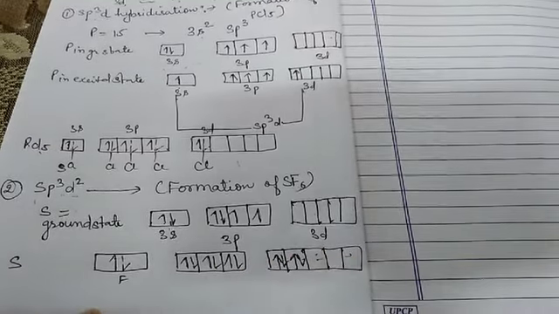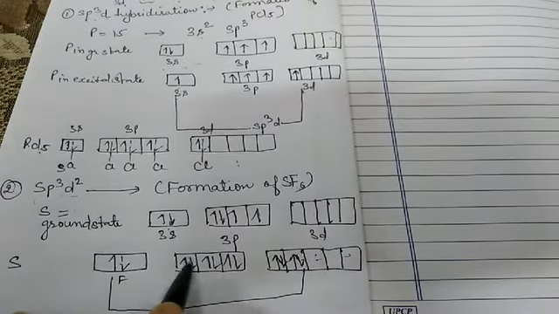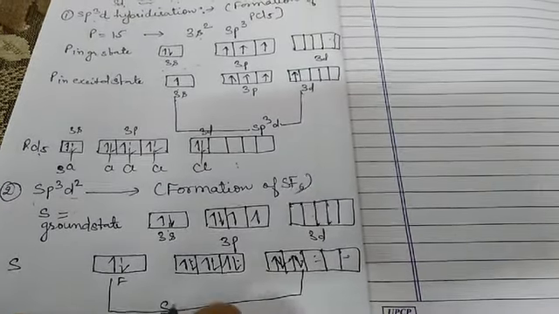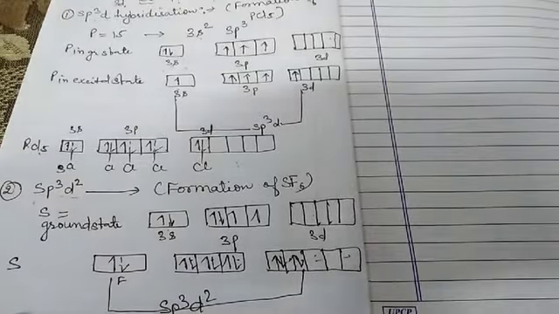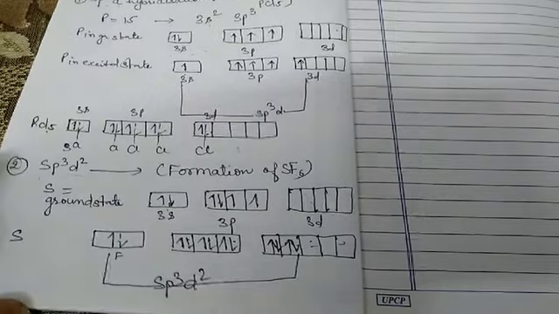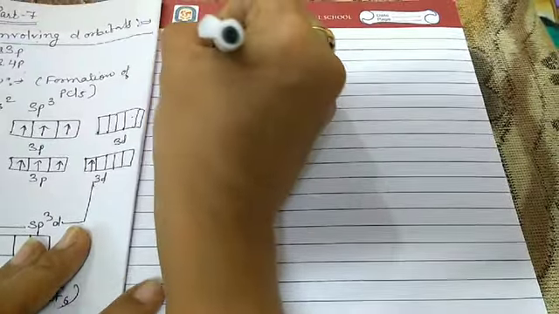So that is 1s, 1, 2, 3 p, that is sp3, and how many d? 2, d2. This is the sp3d2 hybridization. Now the next topic is molecular orbital theory.